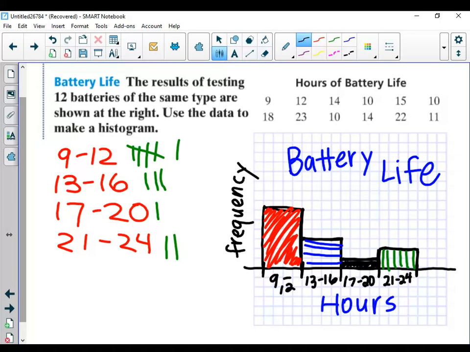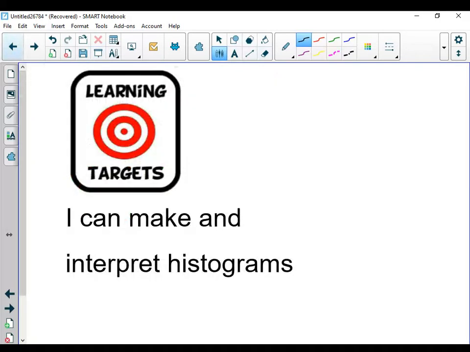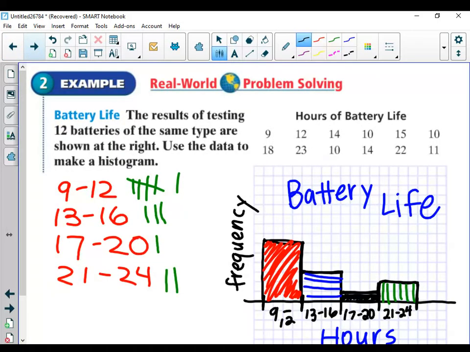Questions, comments, concerns so far? There was two parts to our learning target. We can make the histograms, check, and interpret. Interpret is kind of a fancy word for use it somehow.